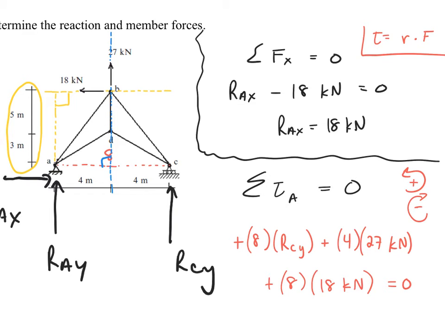So the 8 is coming from 5 plus 3. This 8 right here, and then this 8 right here comes from the 4 plus the 4. That's how far RCY is. This is how far the 18 kilonewton force is. That's 8. That's also 8. Okay? They're both 8, but they're different 8s. They come from different locations.